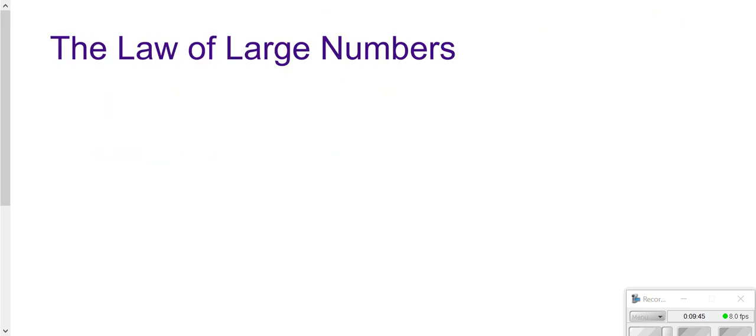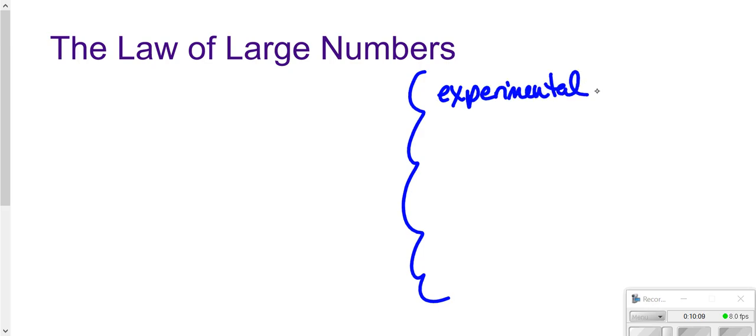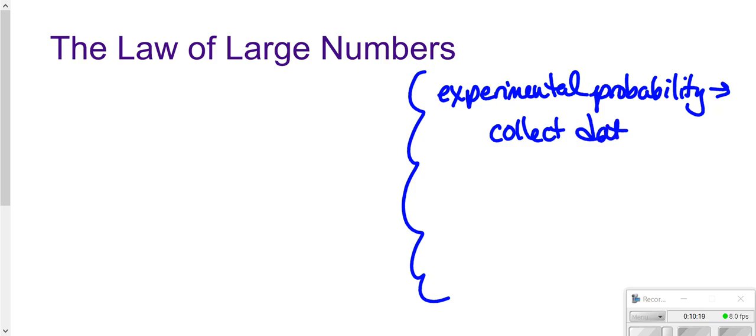All right, the law of large numbers. So there are 2 kinds of probability, basically. There is experimental probability and theoretical probability. Experimental probability is when you actually do an experiment. So let's have a little side note here. Experimental probability is when you actually collect data from an experiment.